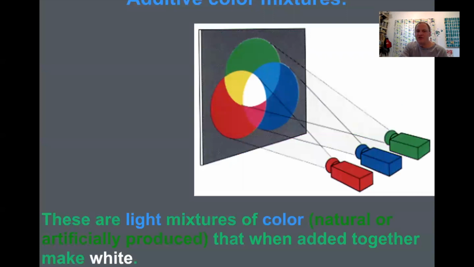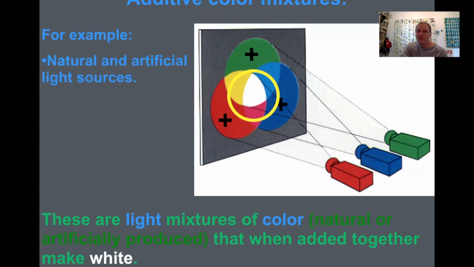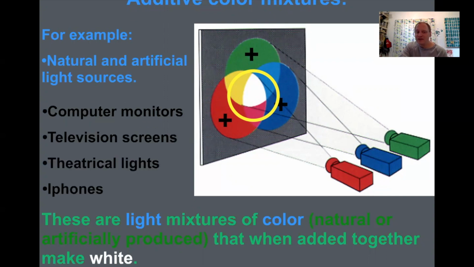So additive mixtures are light mixtures of color, so naturally or artificially produced. When added together, they make white. So you can remember additive adds up to white. So for example, natural and artificial light sources, monitors, screens, theatrical lights, iPhones, whatever, anytime that a light bulb or the sun is projecting straight into your eyeball, that is additive light.